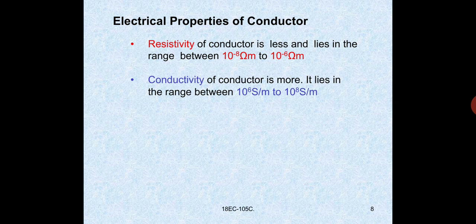Conductivity is the property which tells about the ability to allow current to pass through it, and normally that is the inverse of resistivity. When you look at the resistivity, it was 10 to the power of minus 8 to 10 to the power of minus 6. Here the conductivity value ranges between 10 to the power of 6 mhos per meter to 10 to the power of 8 mhos per meter. That is the inverse of ohm. Fine.